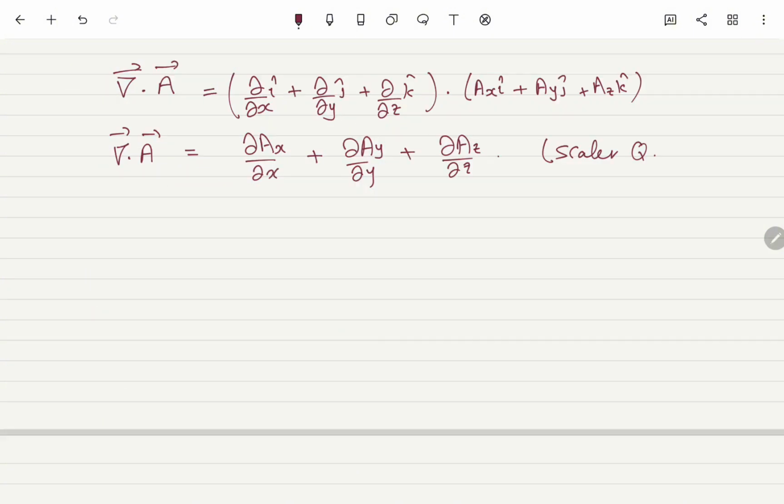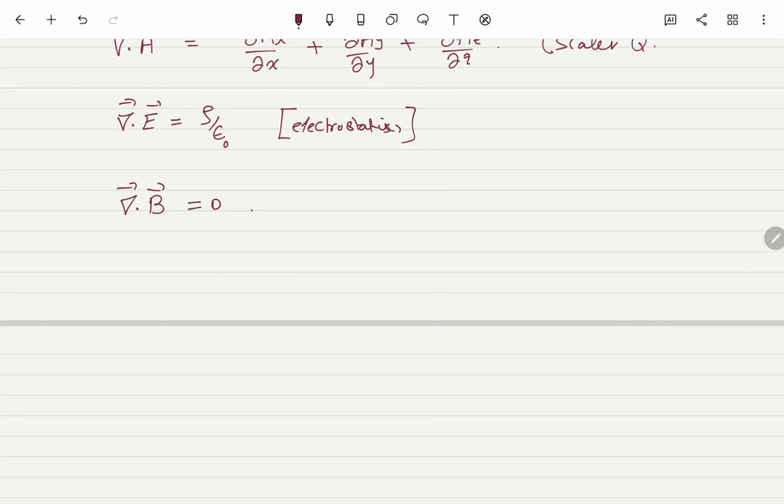As a real example in physics, divergence E equals ρ over ε₀, and this one you will find in electrostatics. As another example in magnetism, divergence B, if it's equal to 0, that means there is no source or sink, and this is the fact that B is said to be solenoidal or divergenceless. Let's have an example.